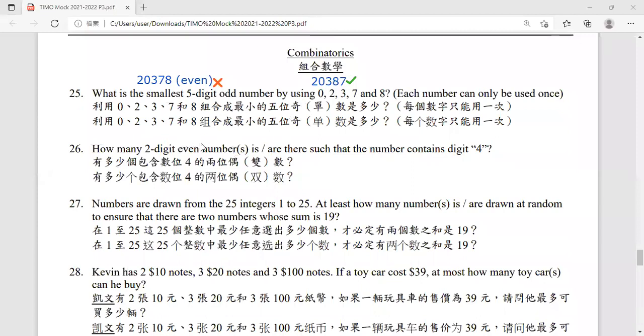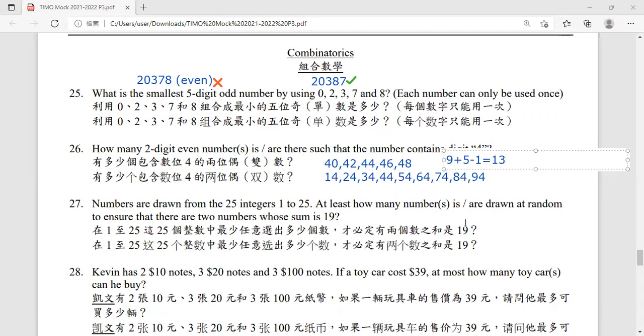Question 26. How many 2-digit even numbers are there such that the number contains a digit 4? Actually, you can count it directly. So we have 40, 42, 44, 46, and 48 for the tens digit, and 14, 24, 34, 44, 54, 64, 74, 84, and 94. But now you see 44 I can't count twice. So 9 plus 5 minus 1. It's 13. Nothing special.